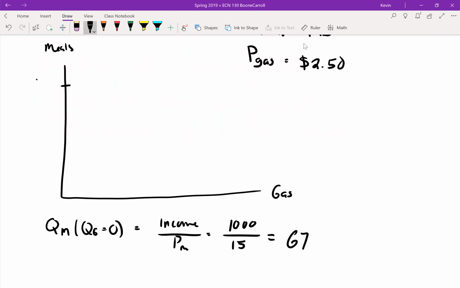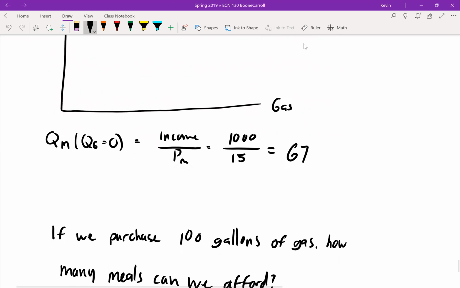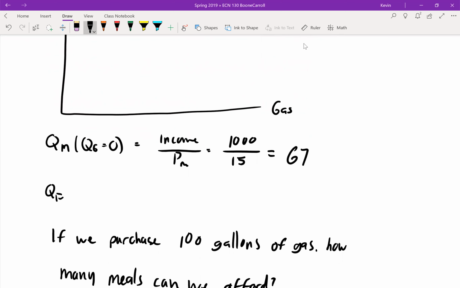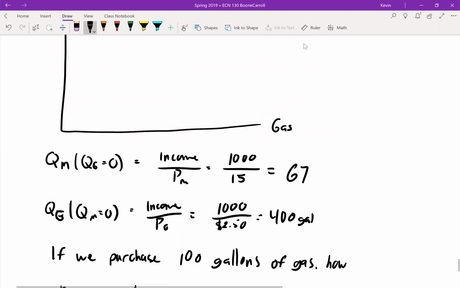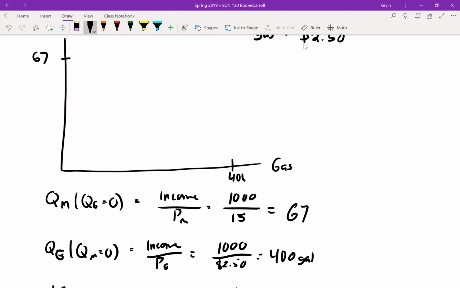So we can purchase either 67 meals, or we can look at the quantity of gas if we don't purchase any meals. Again, we'll take our income divided by the price of gas, which is 1,000 divided by 2.50. This will give us 400 gallons of gas. So in gas, we'll be at 400. Then if we combine these two, we'll have our budget constraint.